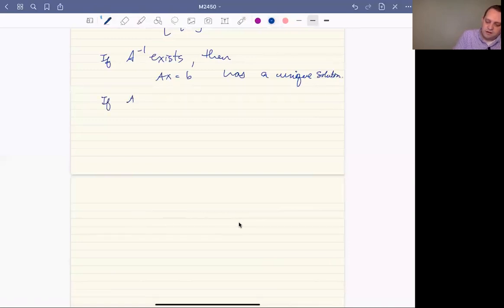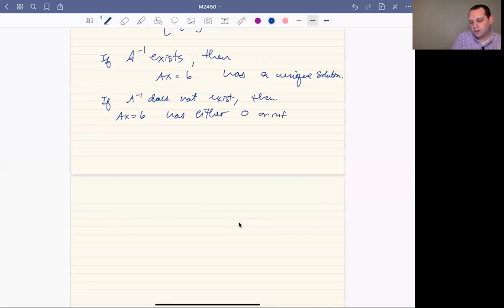And if A inverse does not exist, then AX equals B has either, there's only two possibilities, 0 or infinitely many solutions. But we know that there's not one solution. So if A inverse does not exist, then we no longer have a unique solution. Either there's no solutions or there's infinitely many.